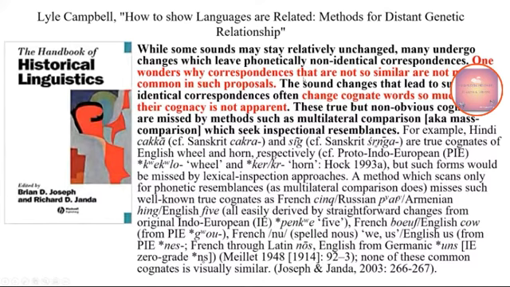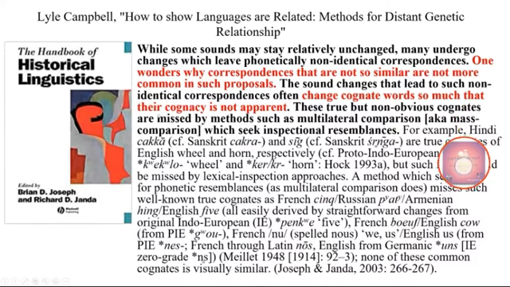One wonders why correspondences that are not so similar are not more common in such proposals. The sound changes that lead to such non-identical correspondences often change cognate words so much that their cognancy is not apparent. These true but non-obvious cognates are missed by methods such as Greenberg's multilateral comparison, aka mass comparison, which seeks inspectional resemblances.